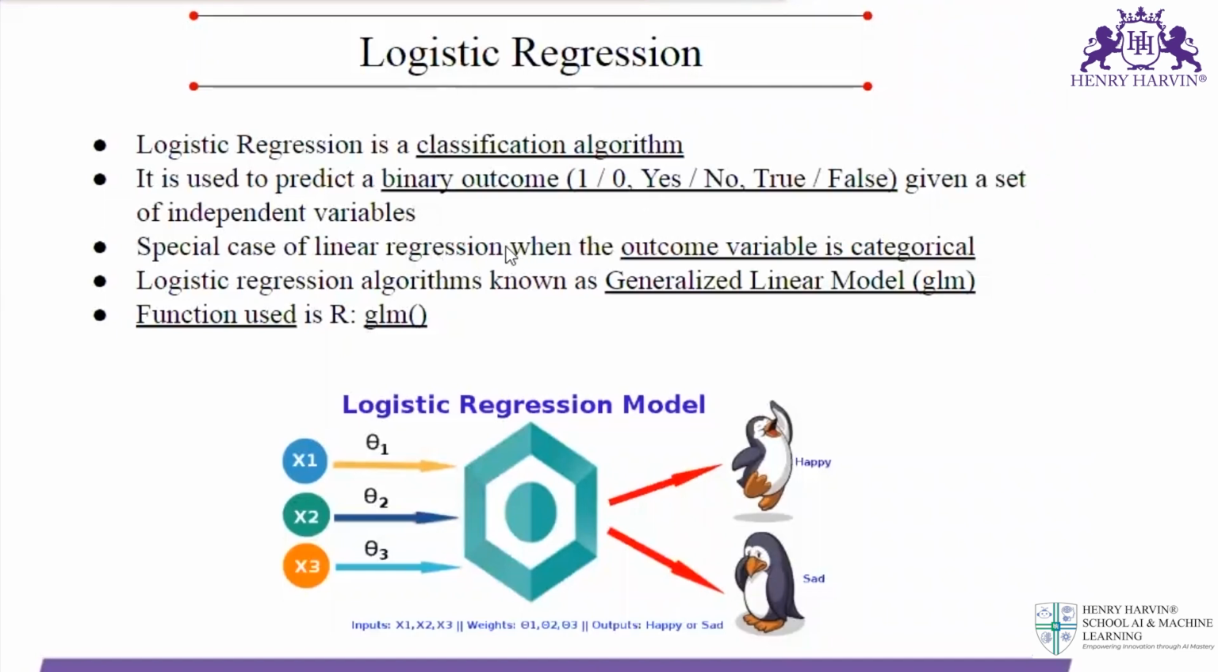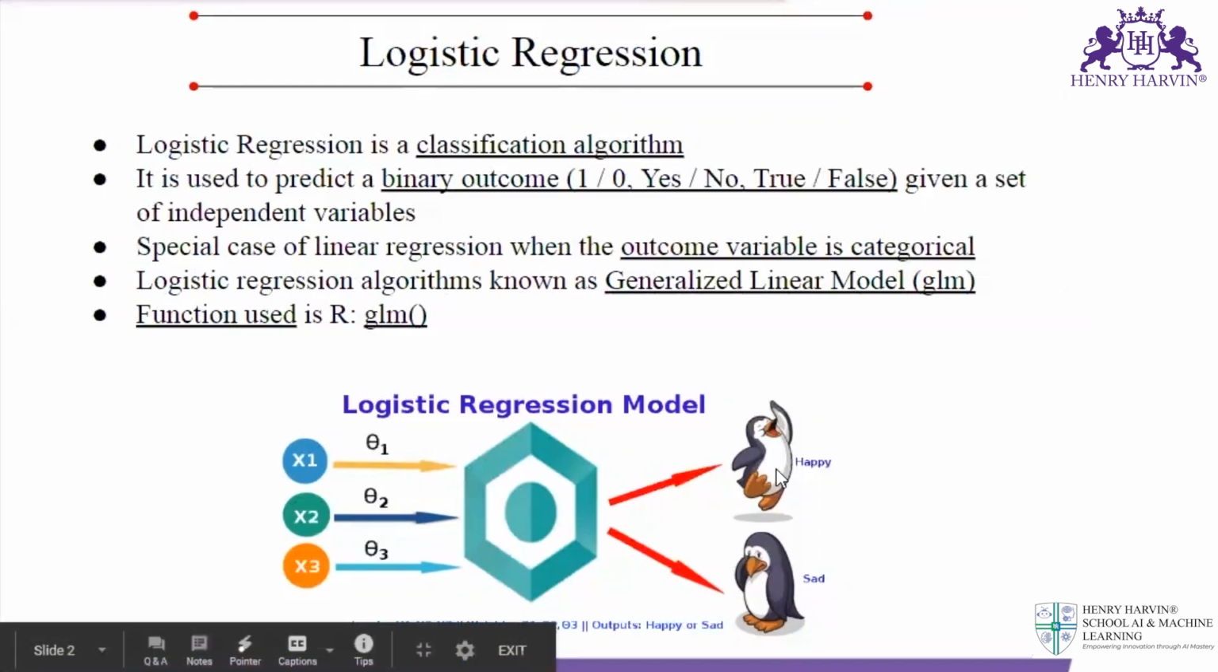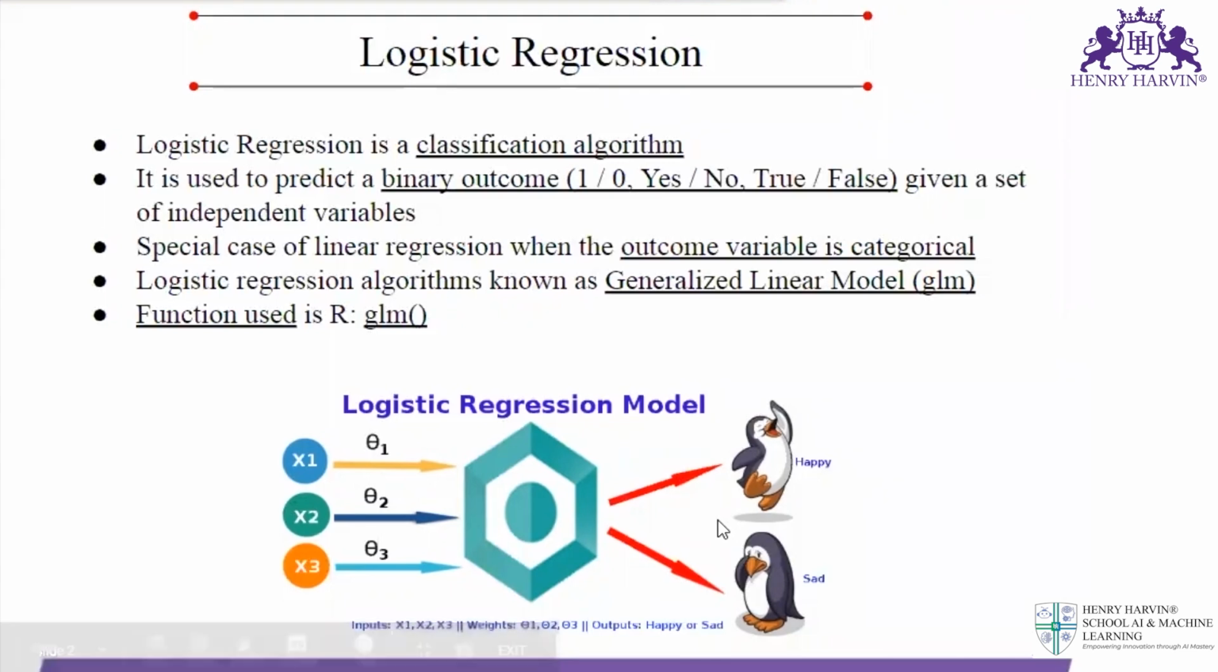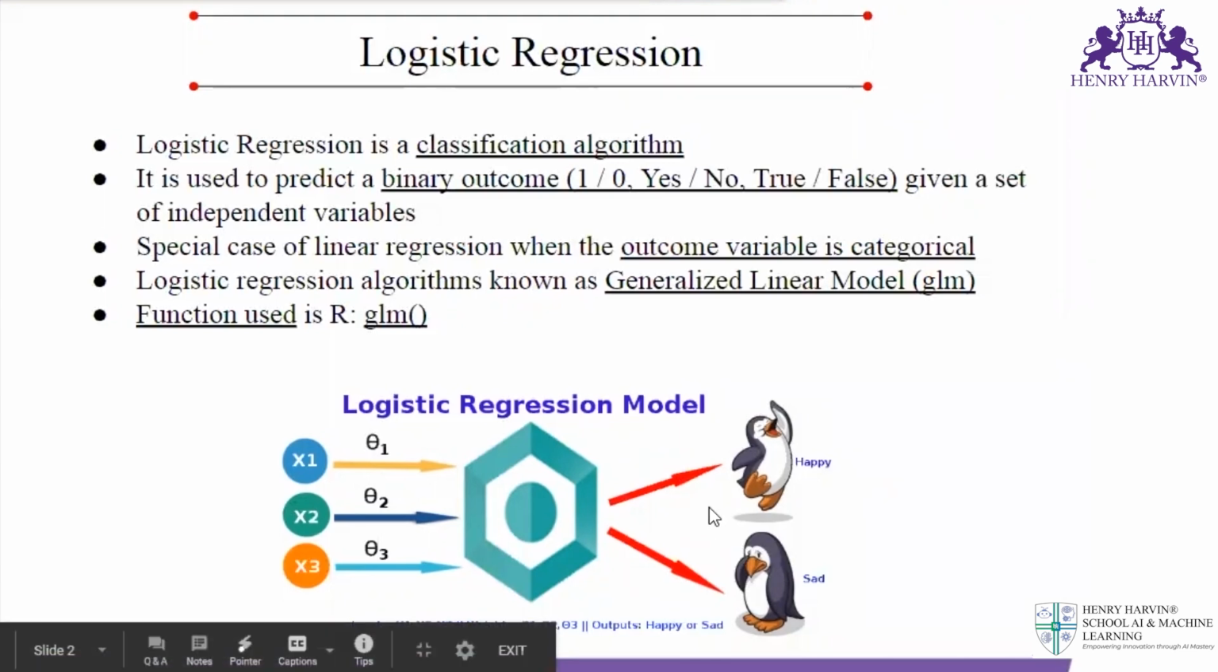It is a special case of linear regression when the outcome variable is in categorical value. Logistic regression is also known as a generalized linear model, which is the function name used in R, that is GLM. As you can see in the picture also, we are giving different variables to the model that we created, and the outcome is either happy or sad. Logistic regression helps us to get to a conclusion or a result where there is either a true or a false value.